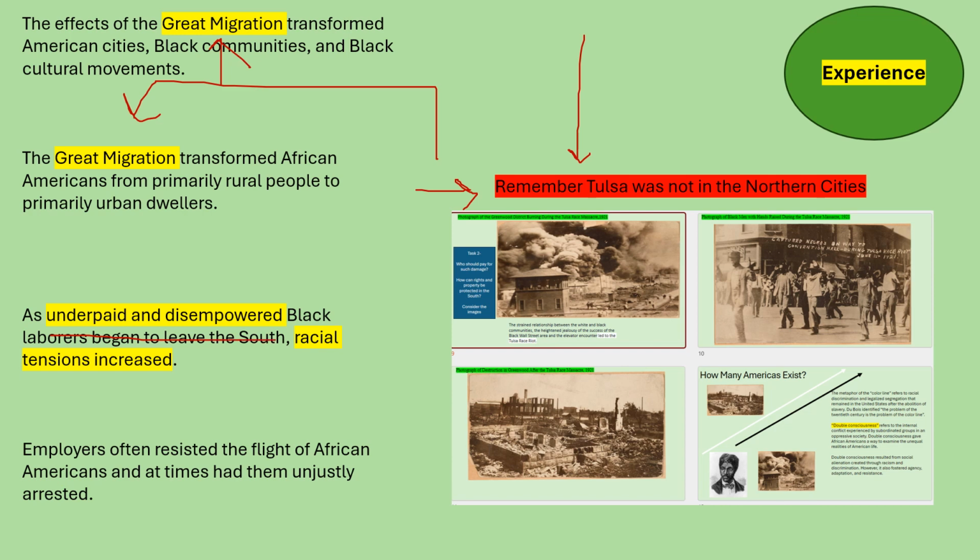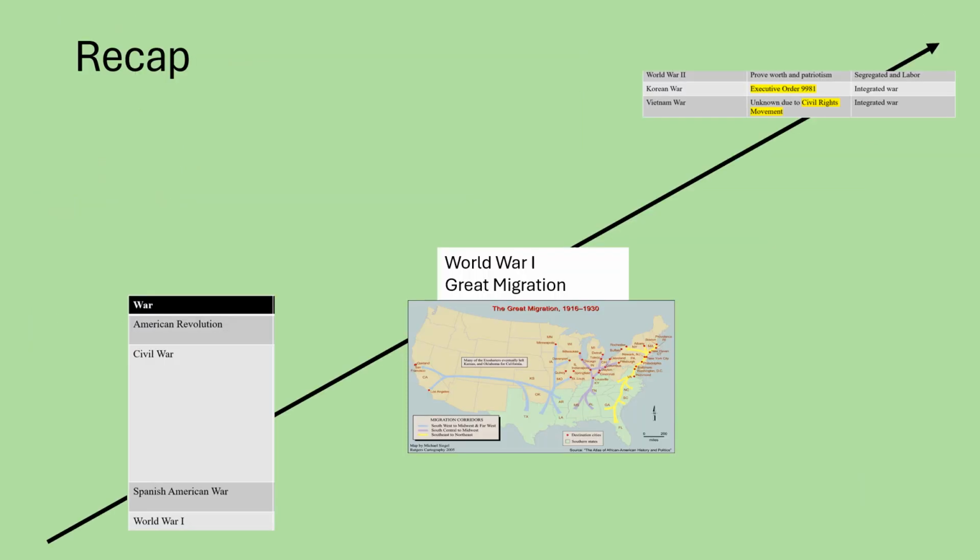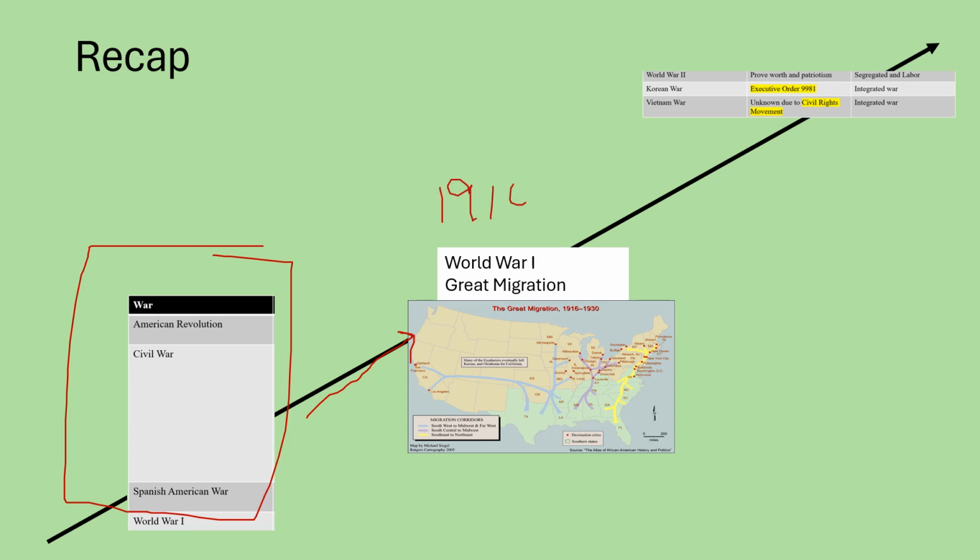Underpaid and disempowered. Quick recap. Here we have all of the wars going back to the American Revolution. And we move on to World War I, 1914, which prompts the Great Migration. And that is going to lead to this exodus in the 1920s, which will eventually establish a black community in Harlem, which will then lead to the Harlem Renaissance.